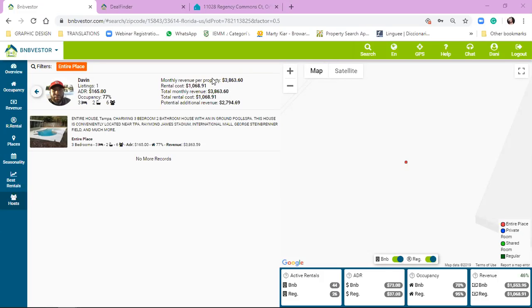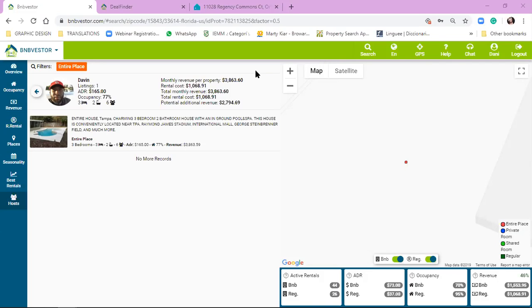And it has a rental cost of $1,068. So he has a very good actual rental cost for the number of beds he has there, right? Then he has the same total revenue and rental cost because, of course, it's one property. If we subtract this, it's going to give us a potential additional revenue of 2,794. This was a fantastic example because I'm not showing you companies or hosts that have multi-listings.